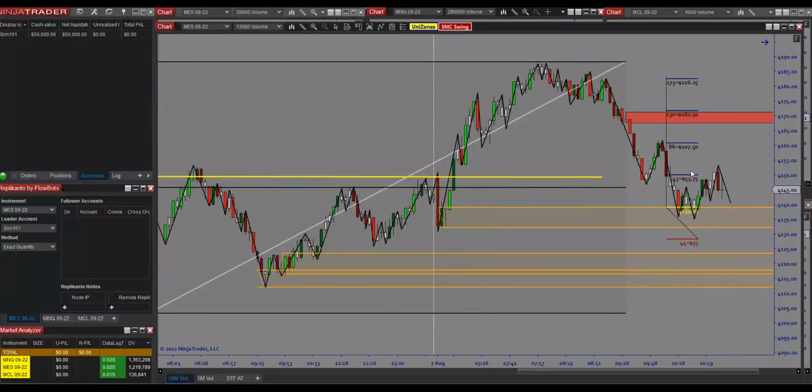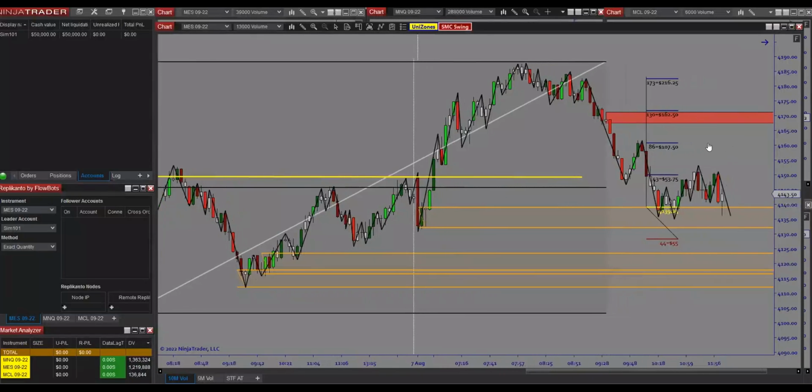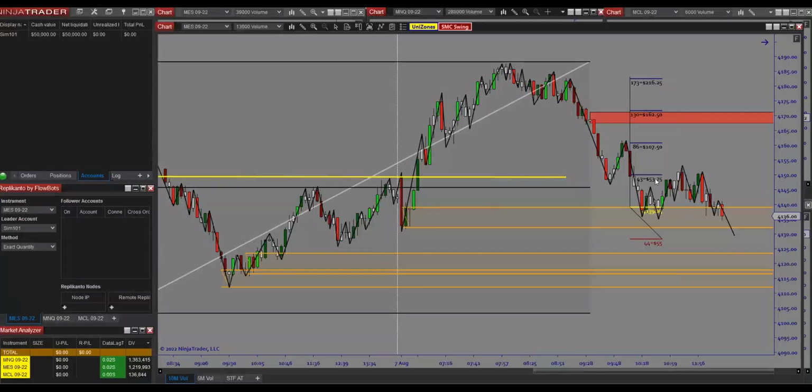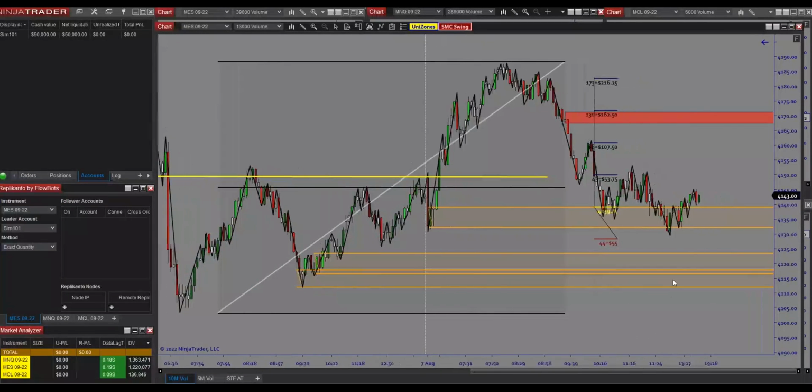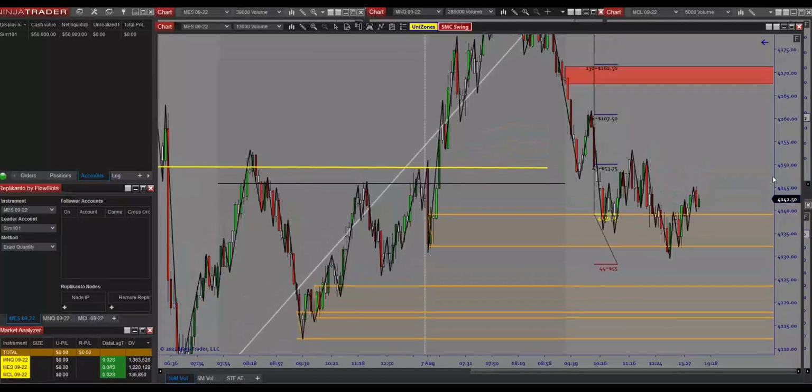Now, how you choose to manage, I don't know your preference. It definitely got a 1-to-1 out of that area, and it didn't give us the full rotation. So let's continue back down. We're still there. We're still there. Never even hit the stop yet.